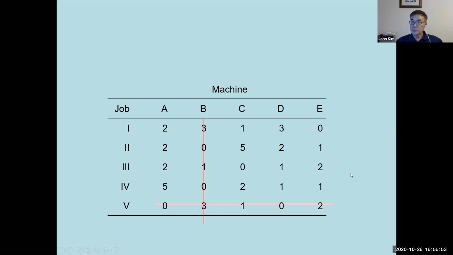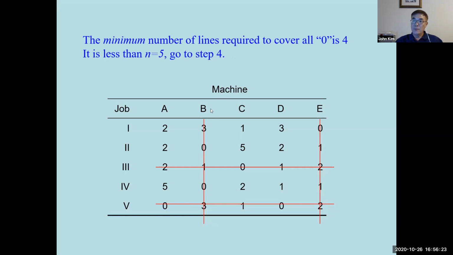I will use a horizontal line to cover this one, and then a vertical line for this one. The number of lines: 1, 2, 3, 4. I used 4 lines to cover all zeros. The minimum number of lines required to cover all zeros is 4. It's less than n of 5, so we need another step, step 4.